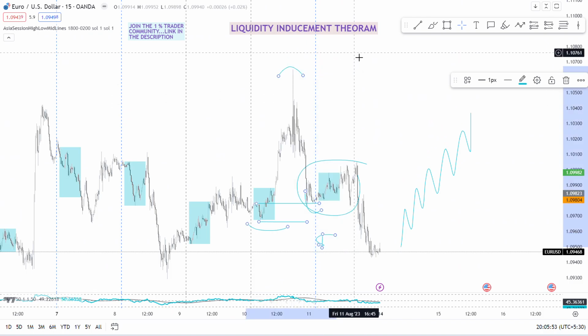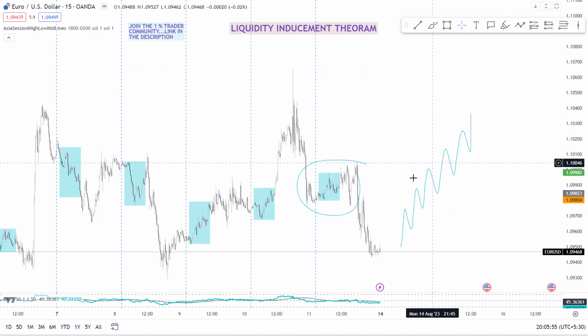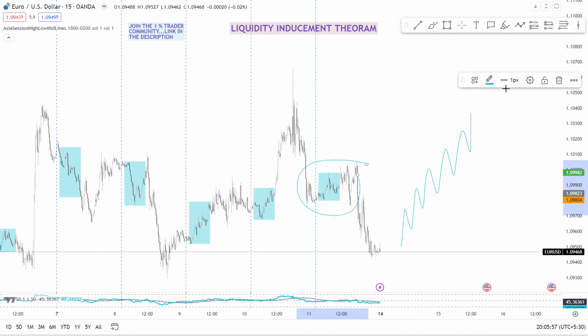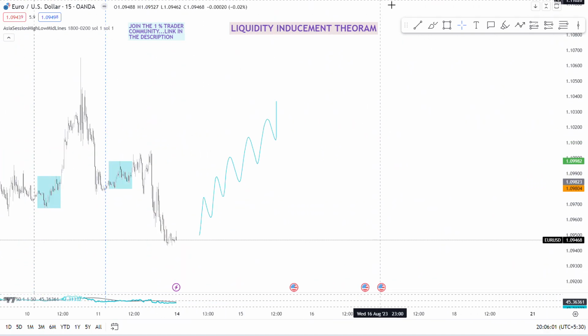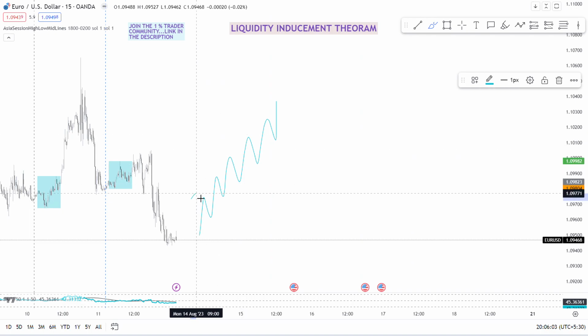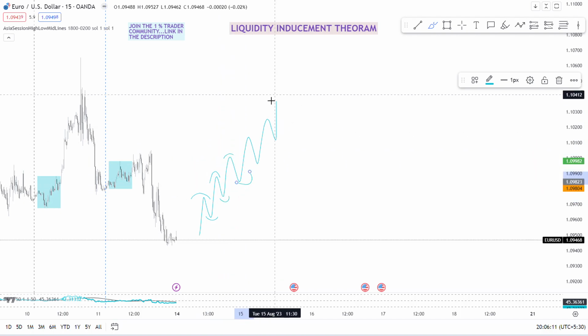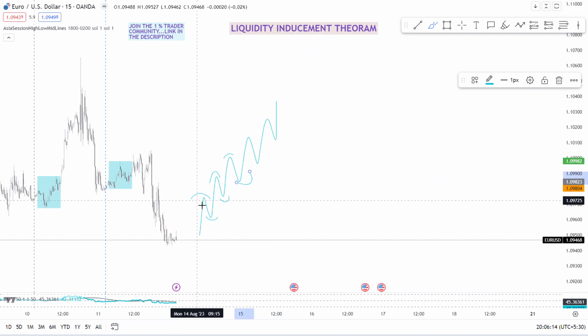So you should understand that every high and low contains a lot of liquidity. Every high and low is liquidity in the marketplace. This high has liquidity, this low has liquidity, this high has liquidity, this low has liquidity, this high has liquidity. Like this, every high and low in the marketplace is liquidity.